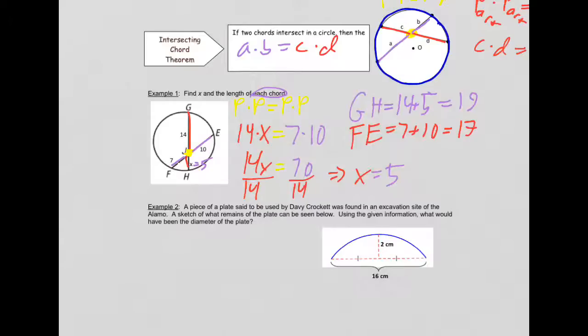Now guys, when you are doing this on your homework and on your quizzes and on your tests, I want you to write the PP equals PP on the top because people get confused about this. One big mistake people make is they multiply 14 times 10. They think, oh, well, here's a part and here's a part. It's the part of the same chord, so make sure you're doing that.